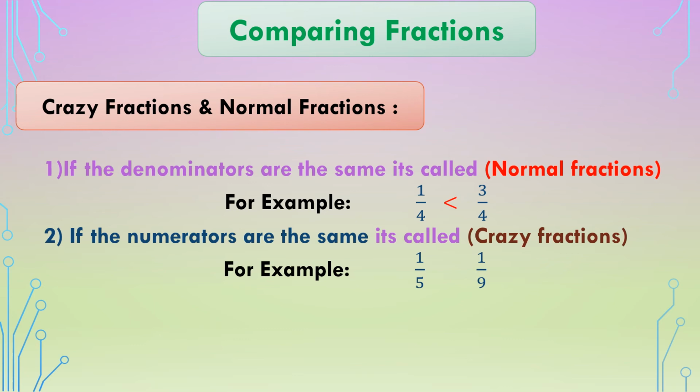But if the numerators are the same, it's called crazy fraction. For example, 1 over 9 and 1 over 5. It's crazy. Why? Because the numerators are the same. Look at the bottom, 5 and 9. Crazy fractions means the big is small and the small is big. So, which is bigger here, 1 over 9 or 1 over 5? Yes, 1 over 5 is bigger than 1 over 9.